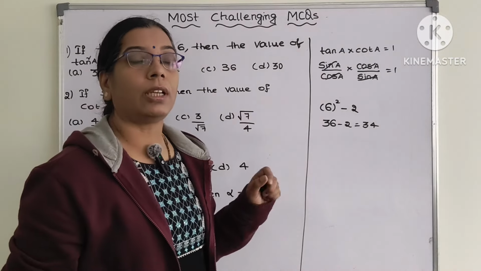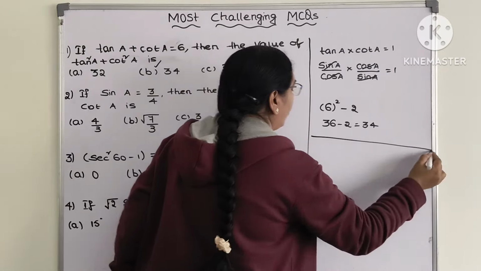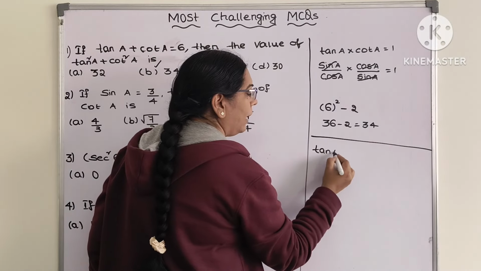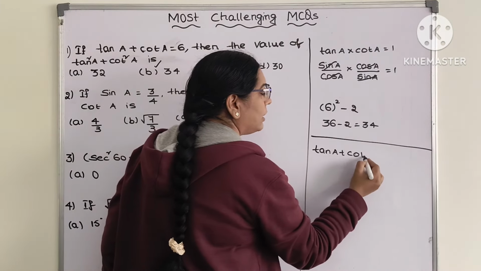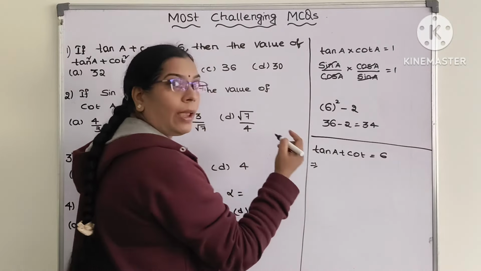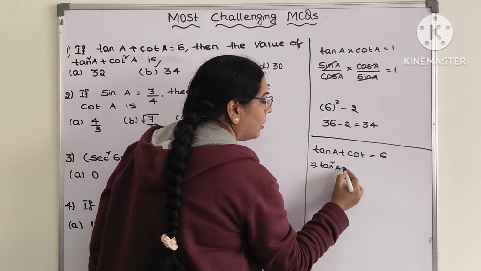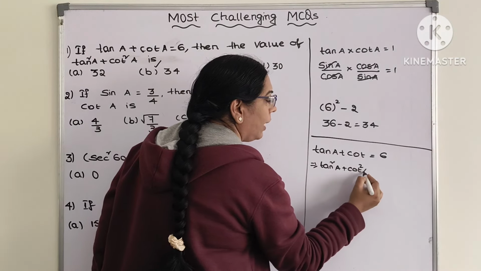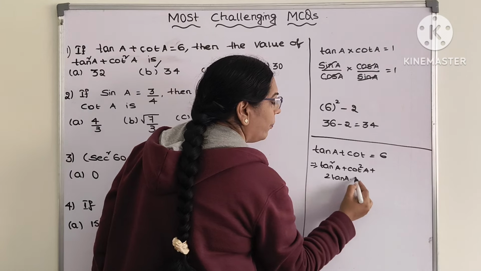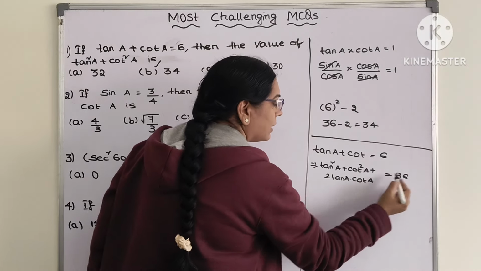Now this is the short trick. If you do not remember the short trick, I'll tell you the concept. What is tan A plus cot A? They gave it as 6. So tan A plus cot A is equal to 6. Square it on both sides. Then use the (A plus B) whole square expansion. Then A square plus B square, which is tan square A plus cot square A, plus 2 tan A cot A is equal to 6 square, which is 36.